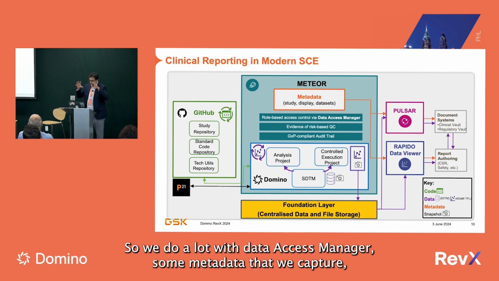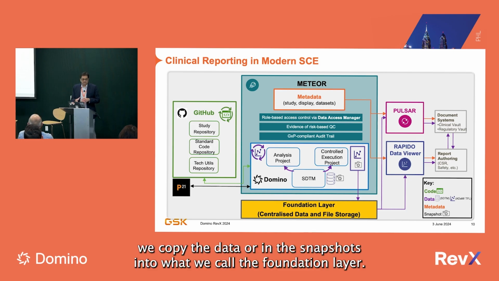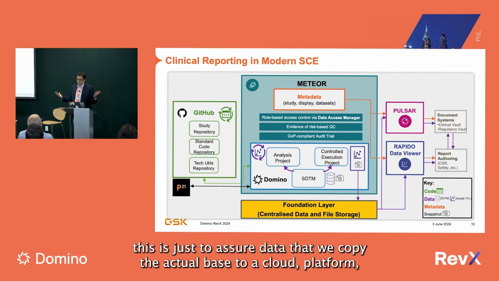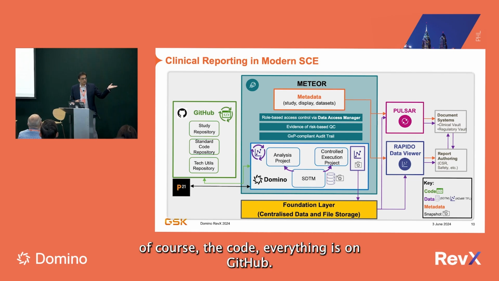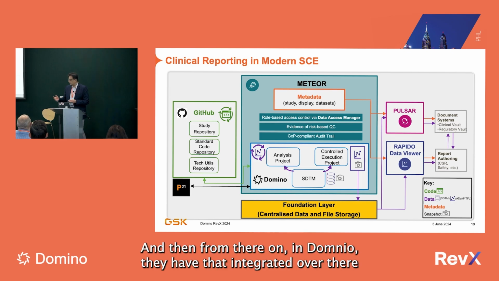So with Meteor, the data access managers and the metadata that we capture with the controlled executions that we run, we copy the data and the snapshots into what we call the foundations layer. This is just an Azure layer that we copy to. We're an Azure-based cloud platform. Of course, the code and everything is on GitHub, where we store all of them, and we run them on Domino, very well integrated.